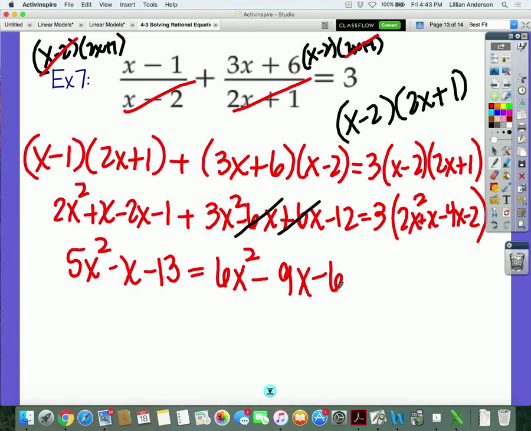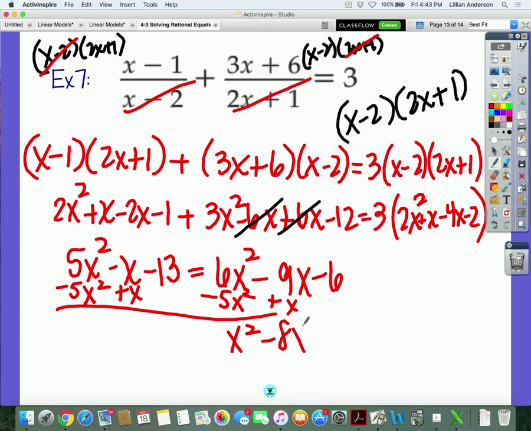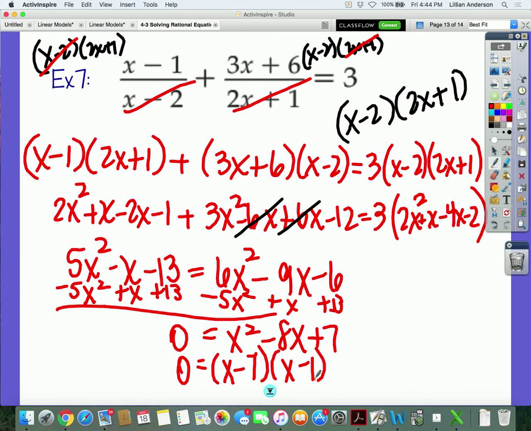And I'm going to get everything to one side. I'm going to subtract the 5x squared from both sides. So I get x squared. I'm going to add the x to get a negative 8x, and then I'm going to add the 13 to get a positive 7. This can be factored. So then x equals 7 and x equals 1. Of course, you know it. Check.